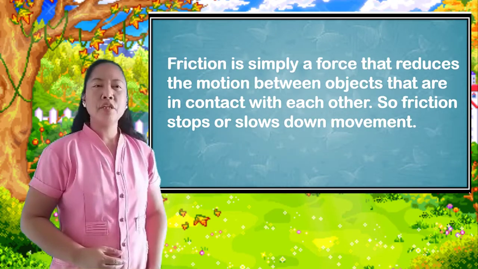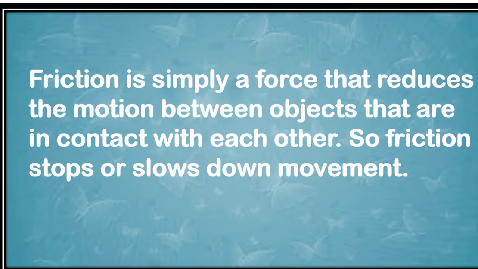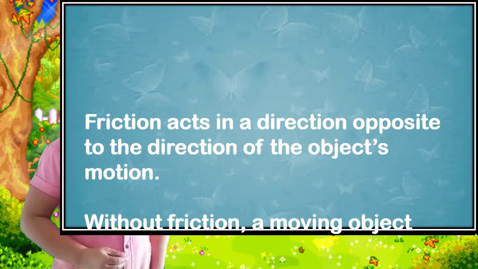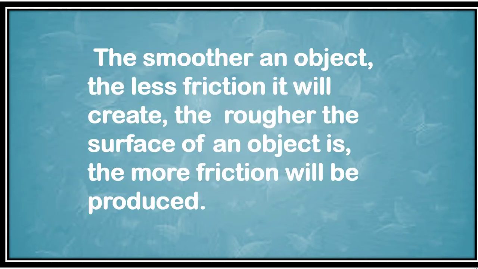Friction is simply a force that reduces the motion between objects that are in contact with each other. So, friction stops or slows down movement. Friction acts in a direction opposite to the direction of the object's motion. Without friction, a moving object might not stop until it strikes another object. So, the smoother an object, the less friction it will create. The rougher the surface of an object is, the more friction will be produced.